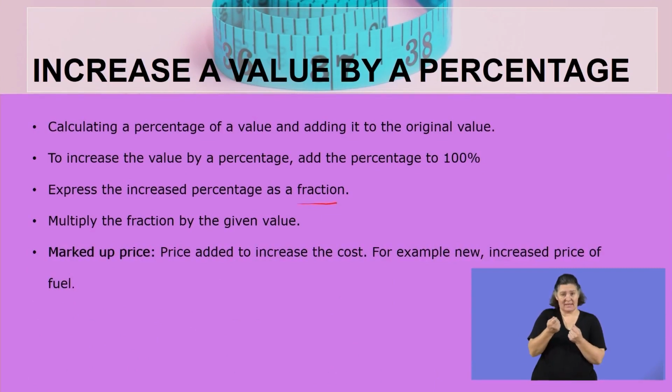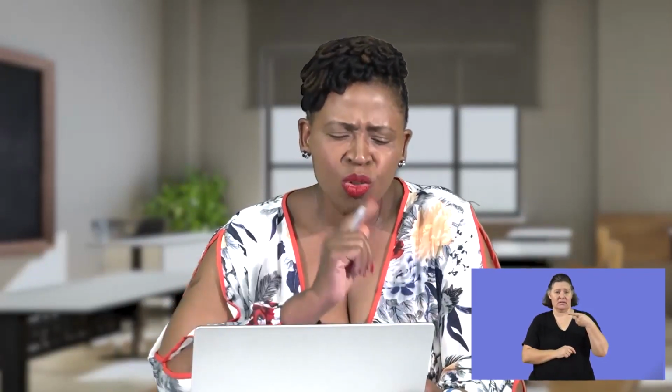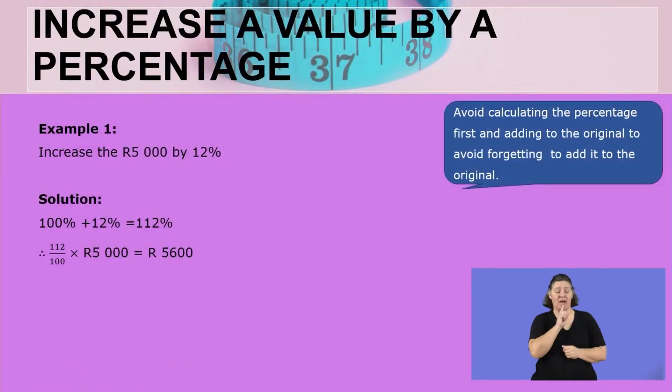Remember, when we talk about the marked up price, we are talking about the price whereby there's an increase added. So when an increase is added, you don't have 100% anymore, but you have 100 plus this new percentage that has been added. Let us have a look at our examples. So the first example, increase 5,000 rand by 12%.